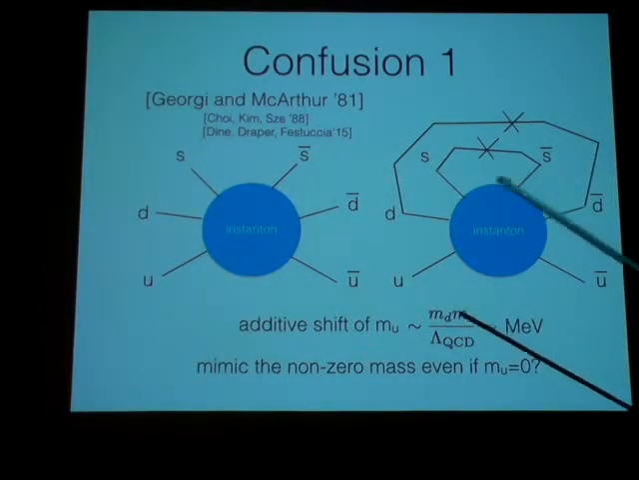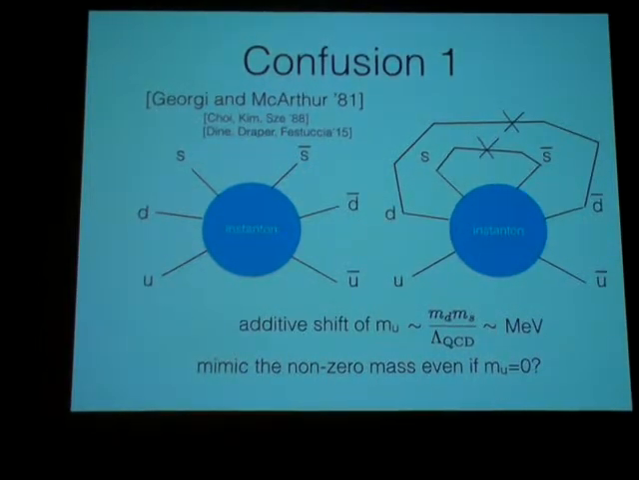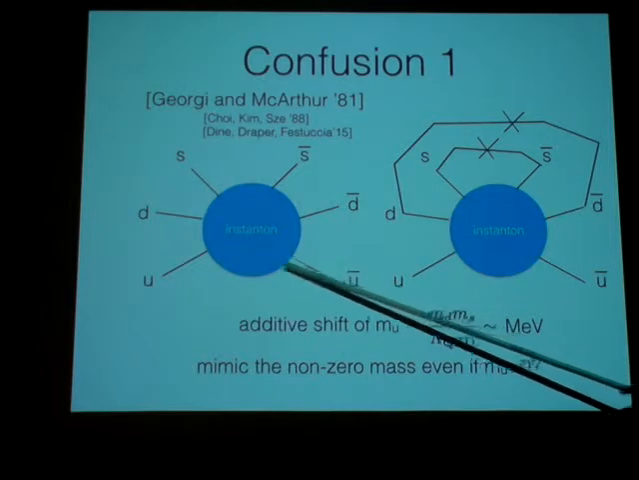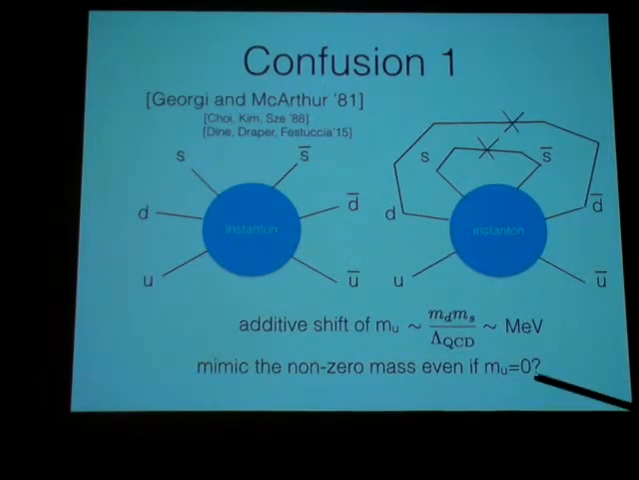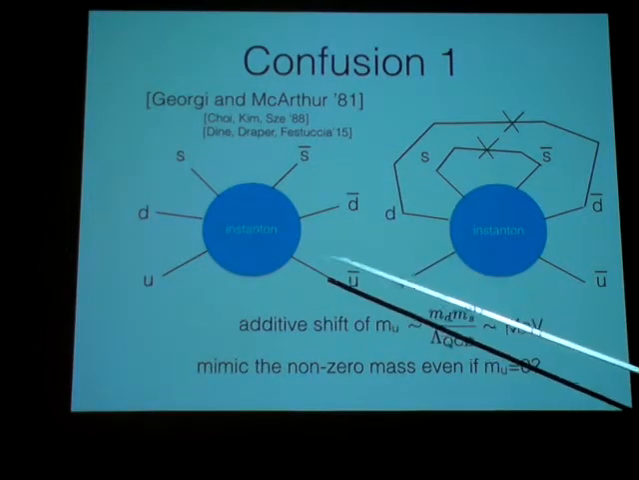The confusion actually appeared from a discussion by Georgi and McArthur in '81, and this paper was actually never published. I think there was a fight with the lady, probably. But anyway, what they said is the following. We know that there's an instanton in the semi-classical instanton picture in QCD. So an instanton is some non-perturbative field configuration. And with this instanton, there's an effective interaction that appears with all the quarks attached to it. So this is the picture for the 't Hooft vertex. This actually breaks the chiral symmetry. So that's an interesting point.